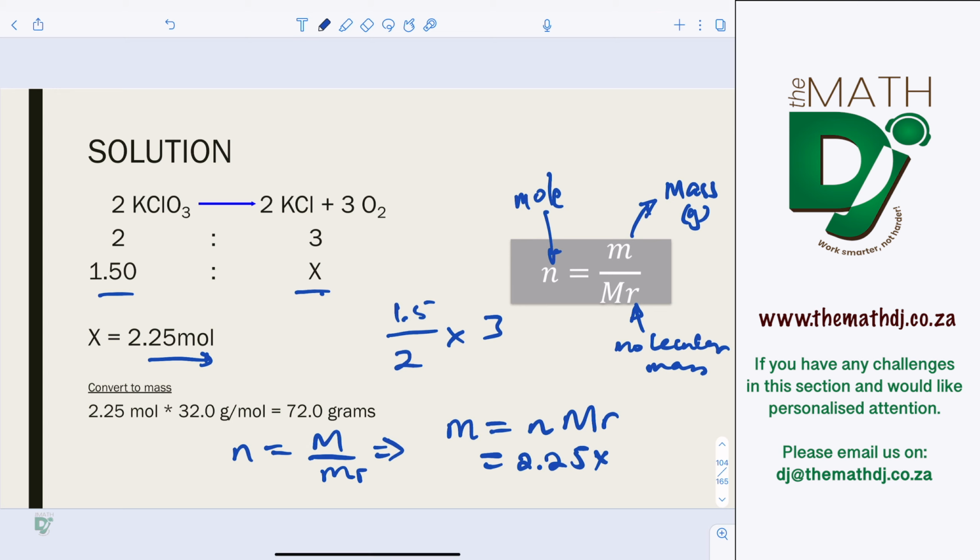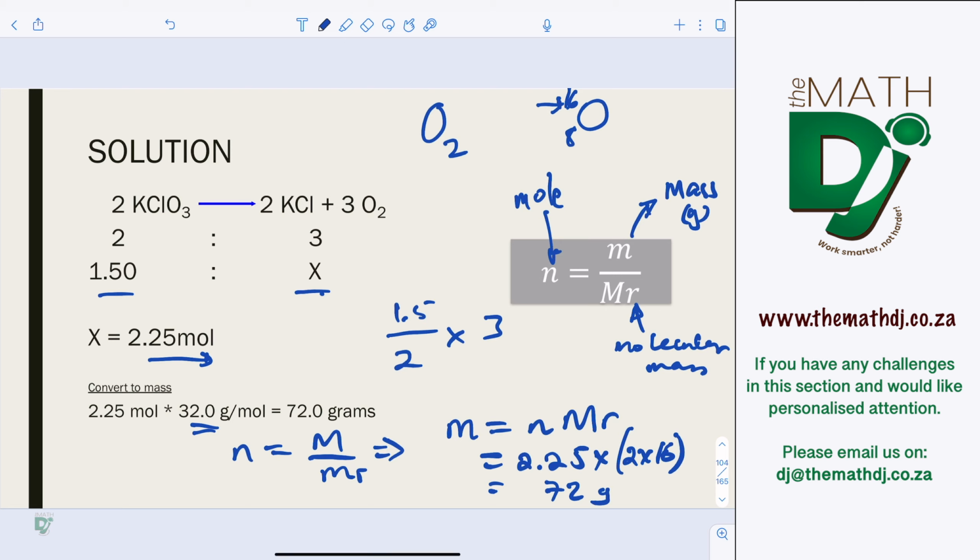Then oxygen. Remember, oxygen is like this. If you go to the periodic table, it's 16. So remember, we are worried about this 16. Since there are 2, it's 16 plus 16, so 2 times 16. That's where the 32 is coming from. When you simplify it, you're supposed to get 72 grams.